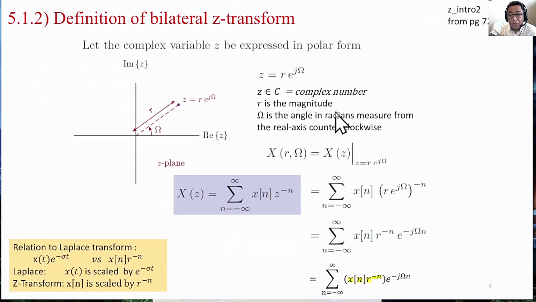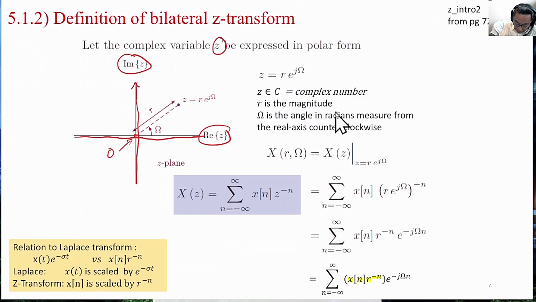Let's have a quick revision of the complex variable z. If this line, the horizontal line, is the real part of z, in this position where it crosses, this is the number 0. The vertical line is the imaginary line.